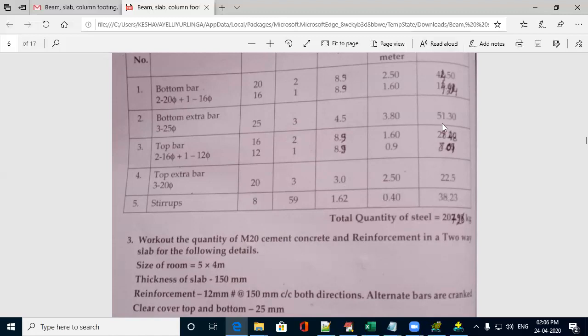Please calculate the total weight of the steel with the changed values. You may get approximately around 205 kgs like that, or you may get 2.7 nearby. So this is about the calculation or estimation of reinforcement details in the case of beams. If you have any doubt, please contact me. In the next video, I'll come with the reinforcement calculation of slabs. Thank you.